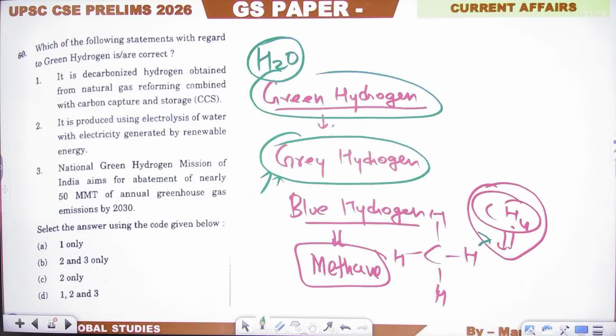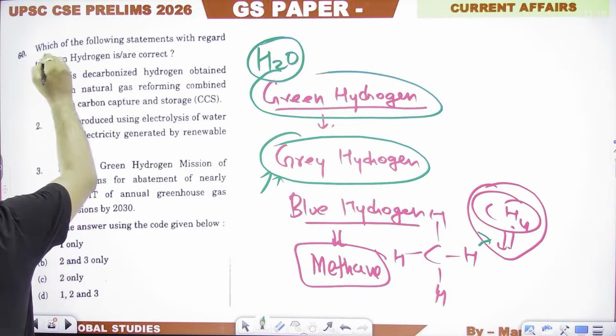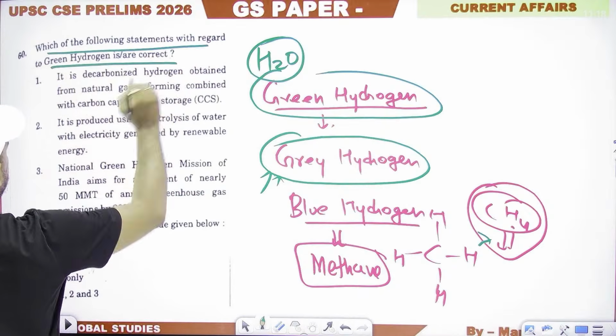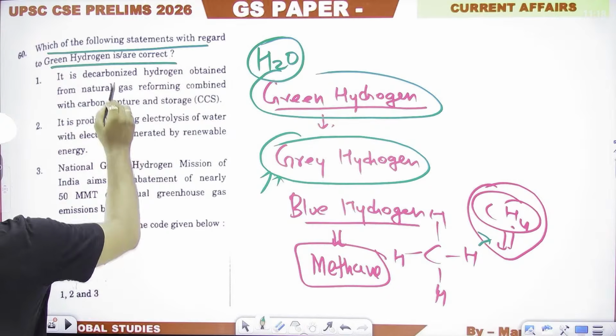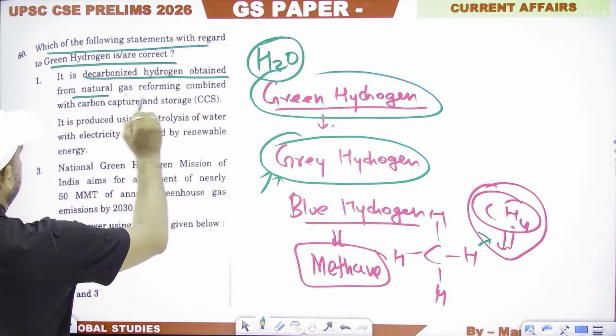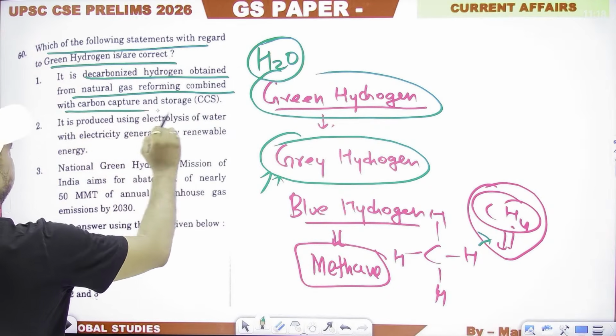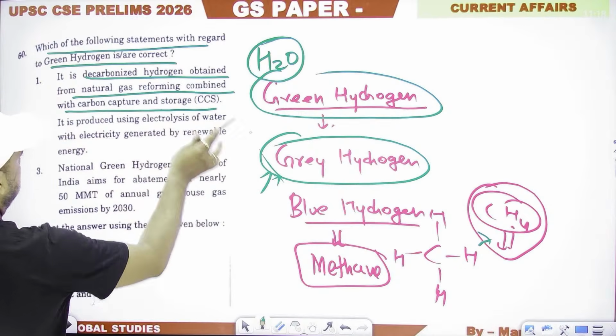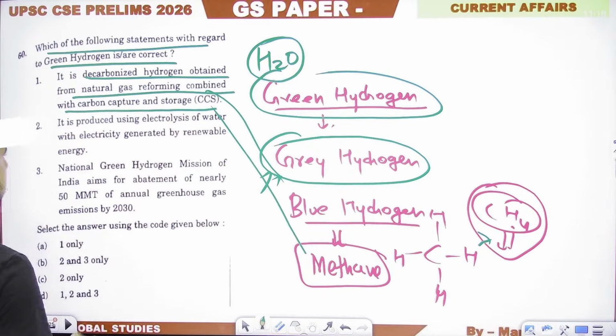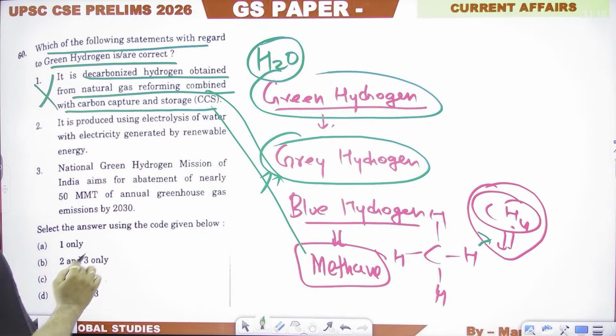So basis on that, in the first statement, which of the following statements with regard to green hydrogen is correct? It is saying that it is decarbonized hydrogen obtained from natural gas reforming combined with carbon capture and storage. So it is associated with blue hydrogen and grey hydrogen. It means that the first statement is absolutely wrong. If this statement is wrong, A and D are eliminated.